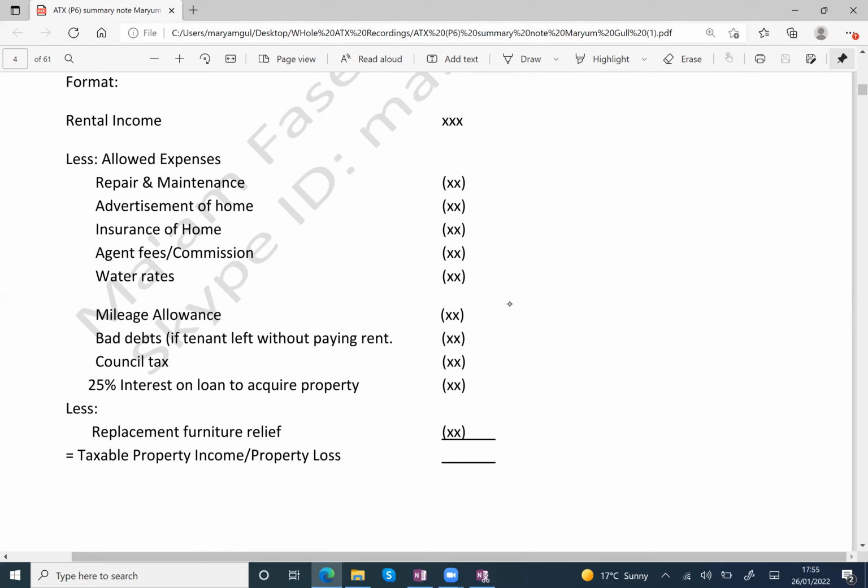And then there is a line, 25% interest on loan to acquire the property. Please just delete this line. It's not applicable now. Council tax, there is a line 25% interest on loan. Please delete this.